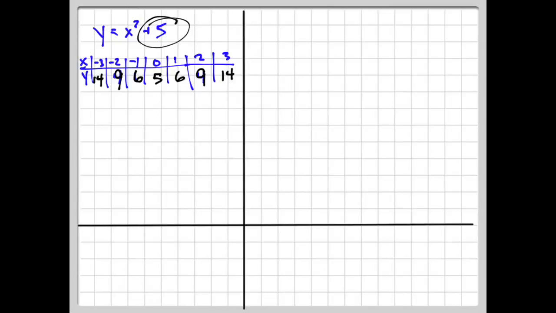Then you have to find the pattern. Well, the pattern is still there. How do I get from 5 to 6? Add 1. How do I get from 6 to 9? Add 3. How do I get from 9 to 14? Add 5. 1, 3, 5. I didn't have to change those numbers because I don't have an A there.